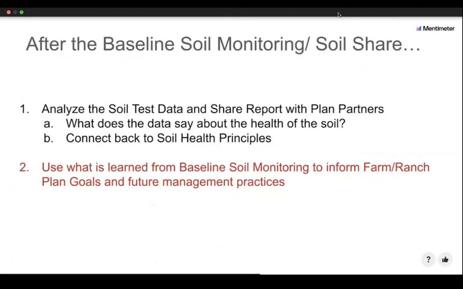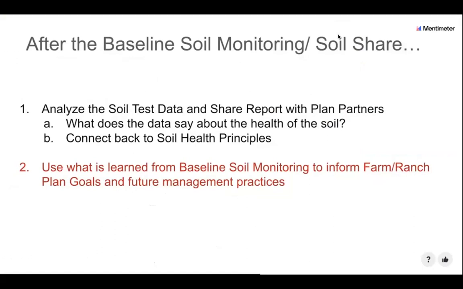So after the workshop was done, we at Quivira took all those data sheets together, we compiled it, we digitized it, and then we really wrapped it up into a report that provided both an analysis and assessment of what those tests told us about what was happening on site. So trying to answer the question, what does the data tell us about the health of the soil? And again, connecting it back to the healthy soil principles.